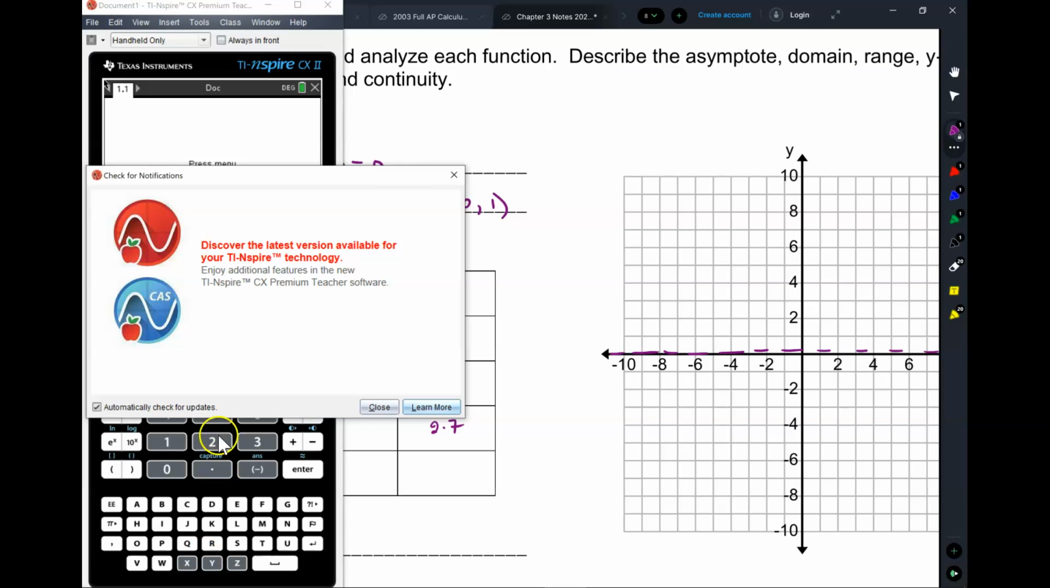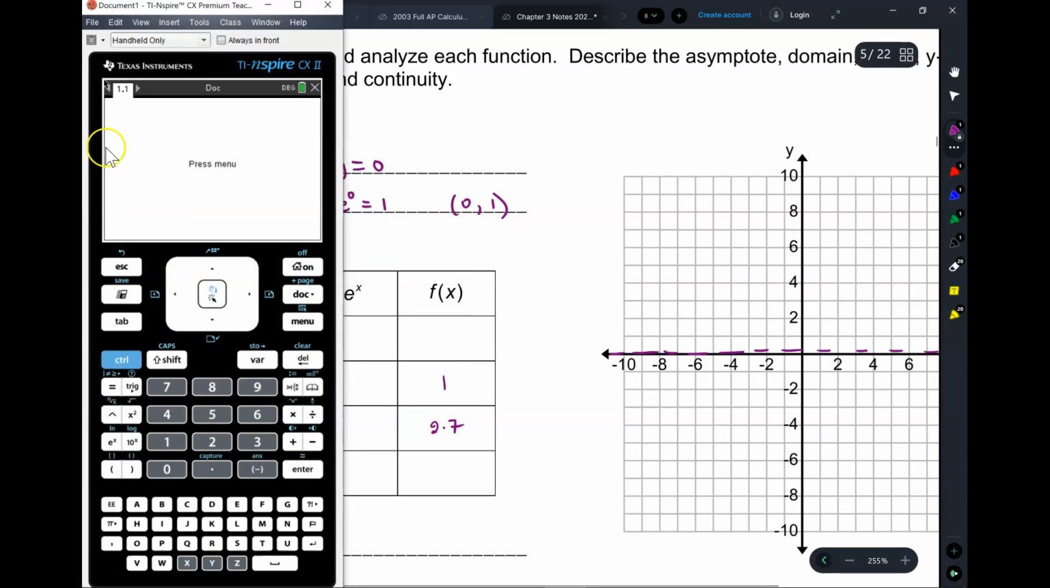Huh? No, just right here. So go over here. I want you to be able to use this one. So in the home screen, the E button is right here. Do you see that?